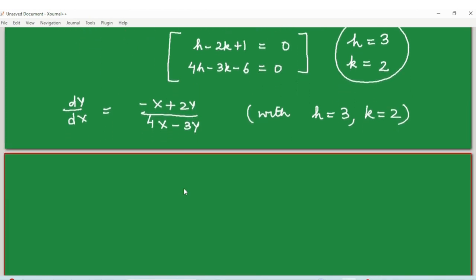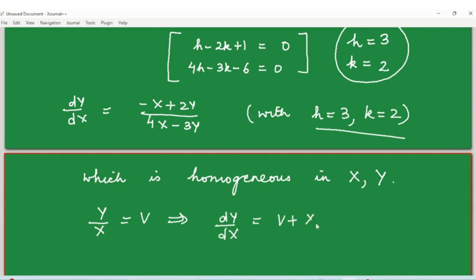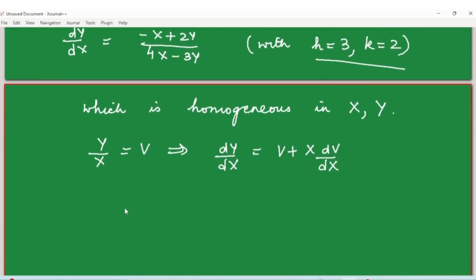So we know how to solve homogeneous equations. It's the usual way. The new equation has turned out to be homogeneous in x and y, the new variables which we had introduced as translates of the old variables. h and k are suitably chosen so that the overall constant above and below vanishes. Now how do we solve the homogeneous equations? We do it the normal way. We take y by x as v, then dy by dx is v plus x dv by dx. This is all discussed in the previous video, how to solve homogeneous equations. So we do it the normal way.